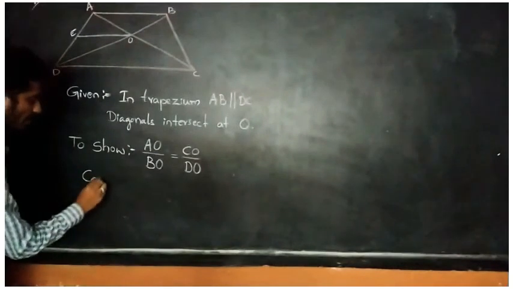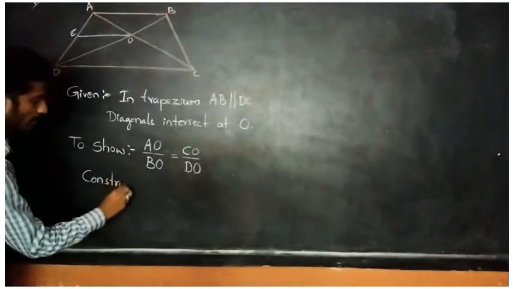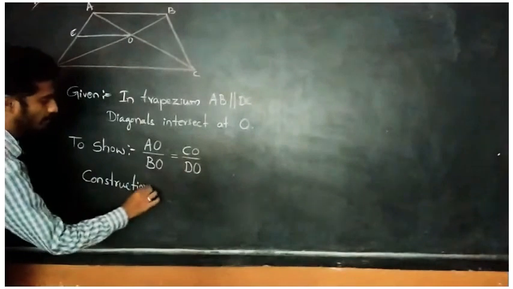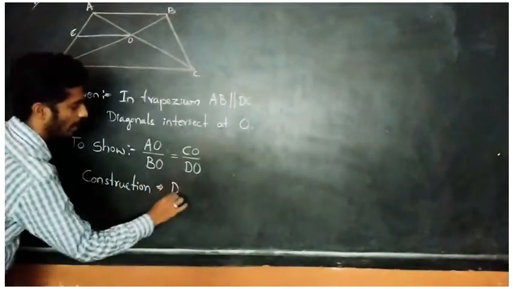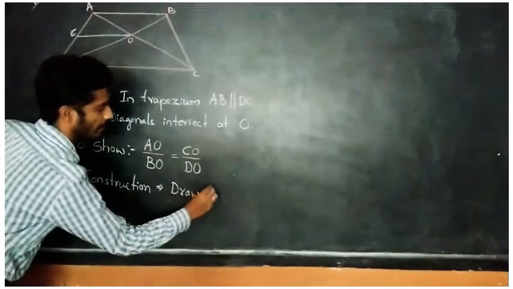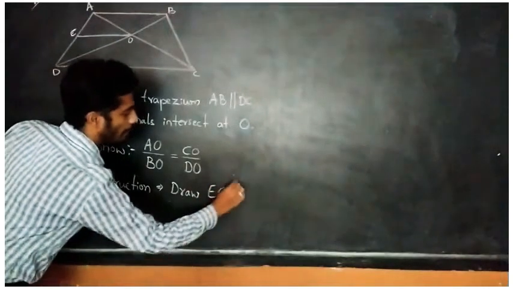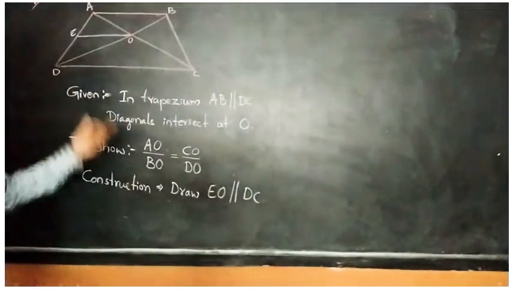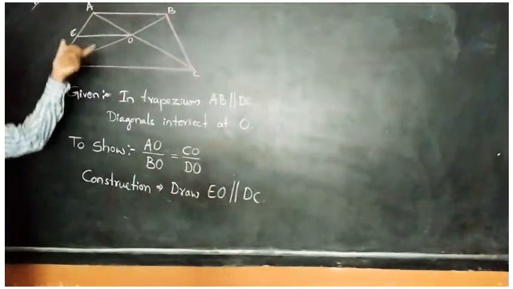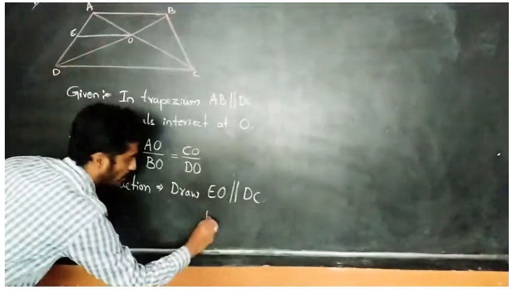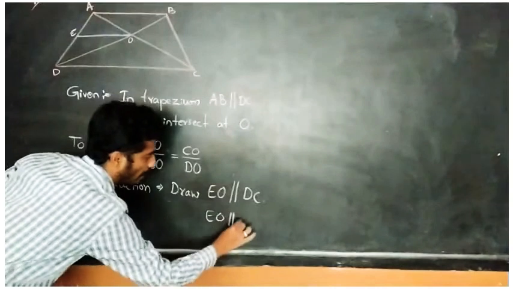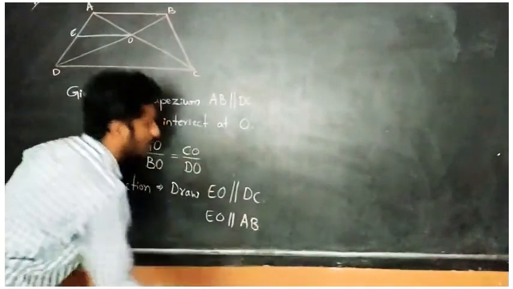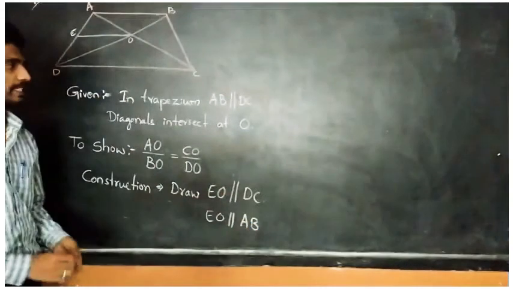which is parallel to DC. So make the construction here. Draw EO parallel to DC. If EO is parallel to DC, then it is automatically parallel to AB also. EO is parallel to AB because AB is parallel to DC.